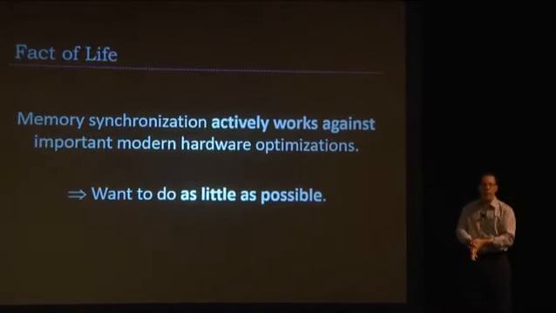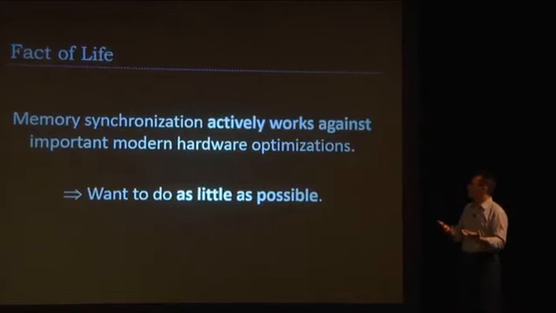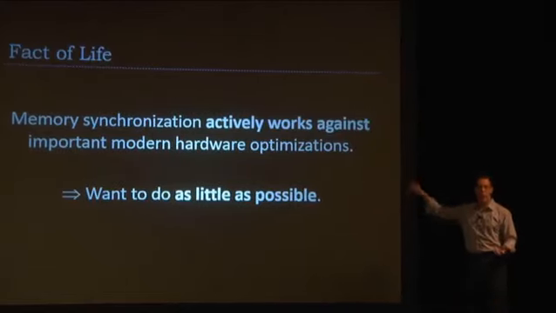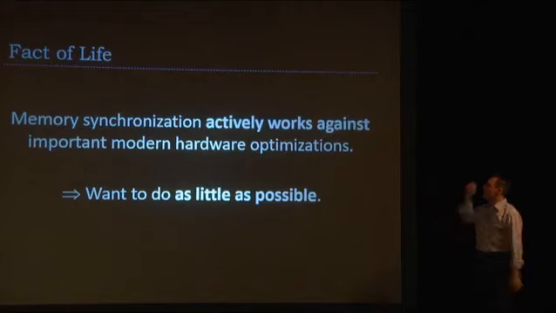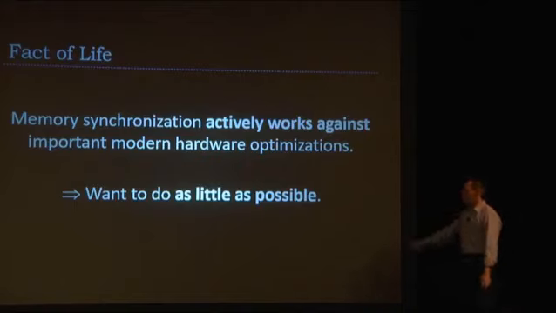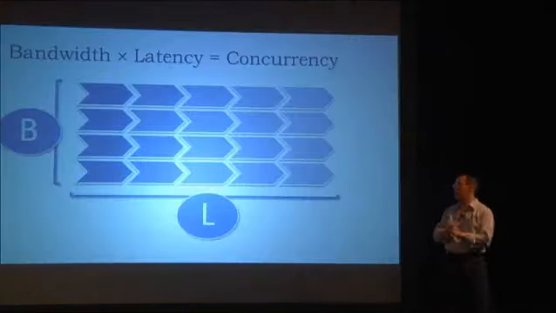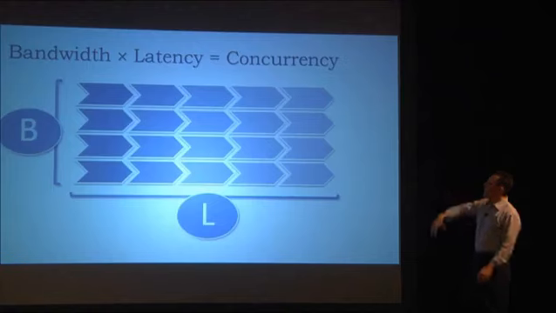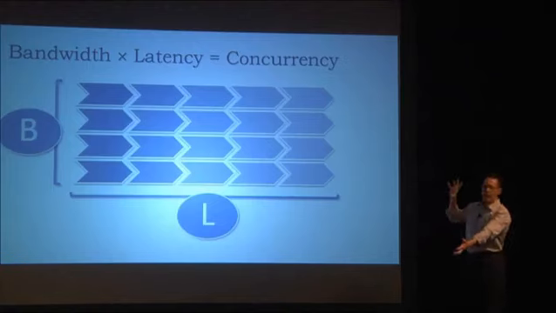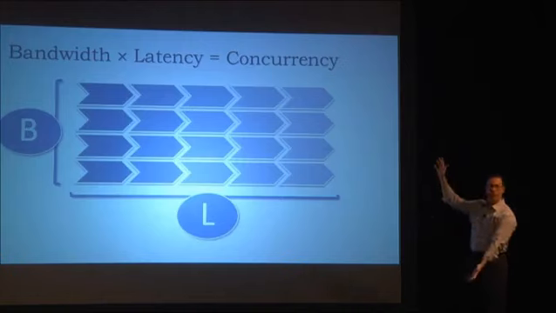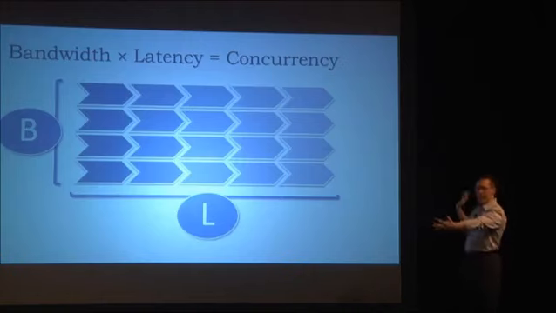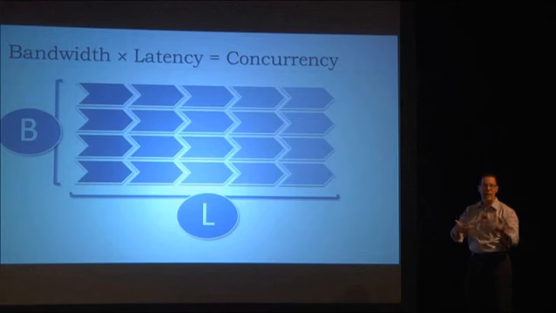It's a fact of life that any synchronization you do, including this kind of memory synchronization and constraints, actively works against modern hardware optimization. So we try to do as little of this as possible to keep as much of our optimization as we can. Remember, we want to keep the memory pipeline full. The more bandwidth we have to memory, like any pipe, but the greater the latency, the more concurrency we have to have in the system.